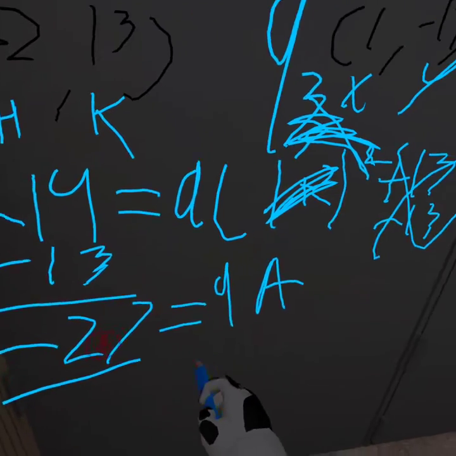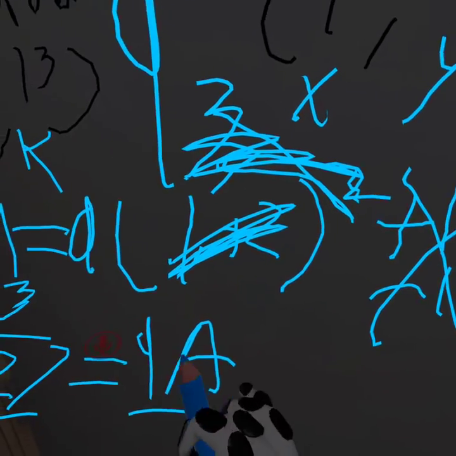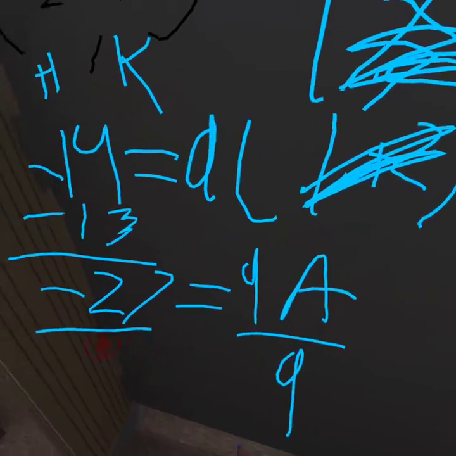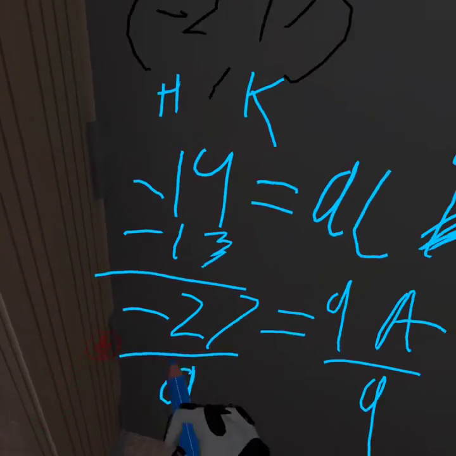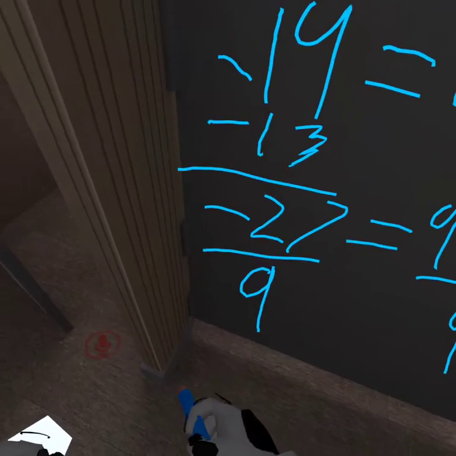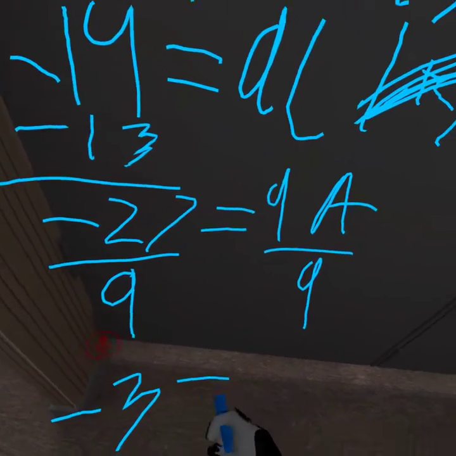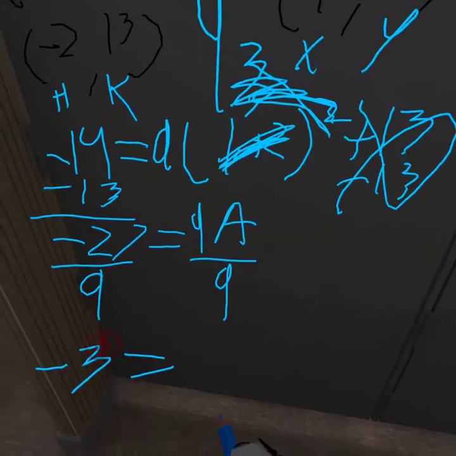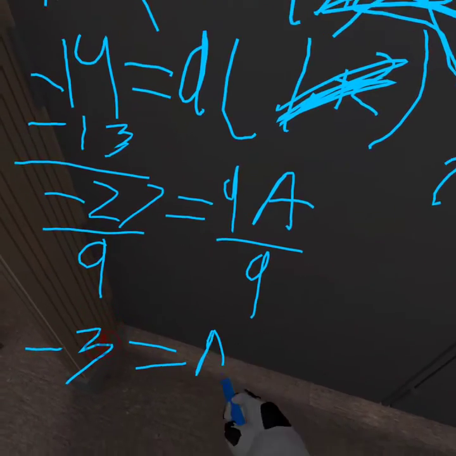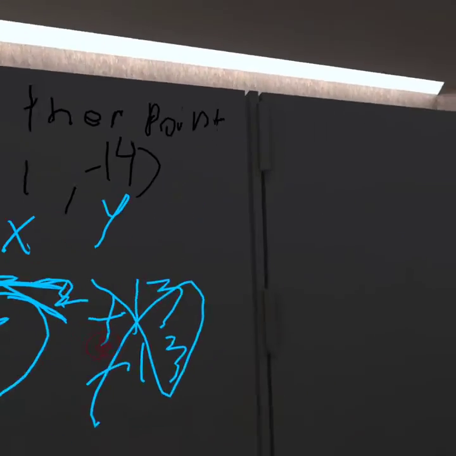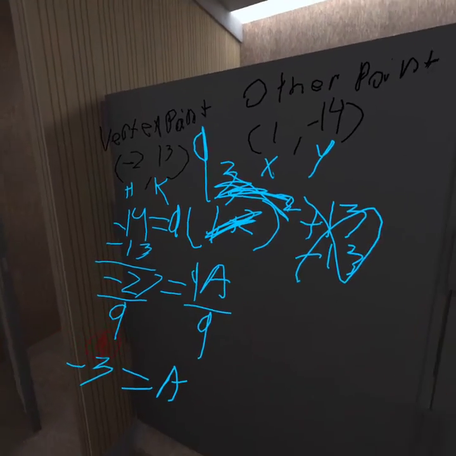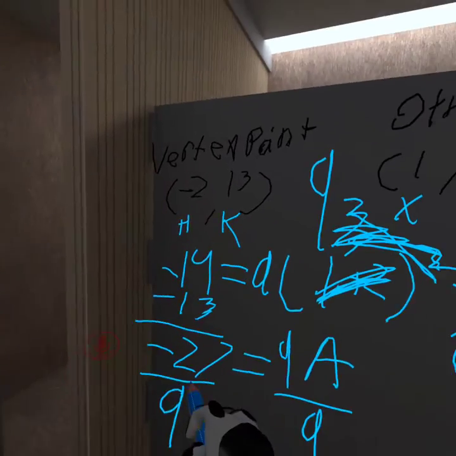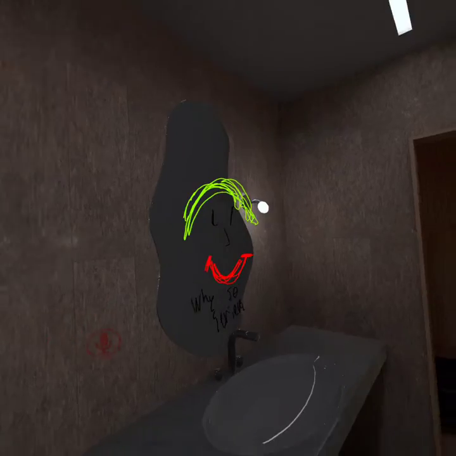Alright, what do we do next? We divide them by 9. What is negative 27 divided by 9? That is equal to negative 3. What is 9a divided by 9? That is equal to a. Then we got our a. That is great. What do we do next? Next, we re-plug it into vertex form.